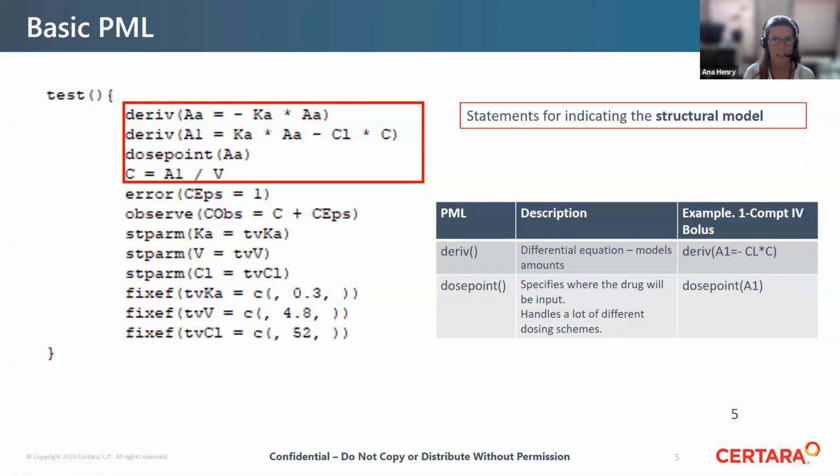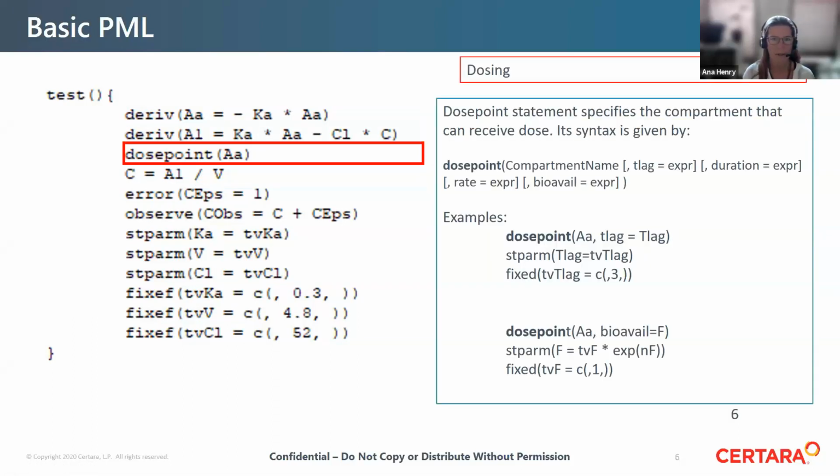All right, so these are some of the statements for the structural model that you will become familiar with. I wanted to mention that the dose point statement can have several things within it. Yes, it specifies the compartment that can receive a dose, but the syntax within the parentheses is not just the compartment name like we have here, but you can also use a TLAG, you can have duration, you can have a rate, and you can even specify bioavailability. The way to do this is probably better to look at an example.